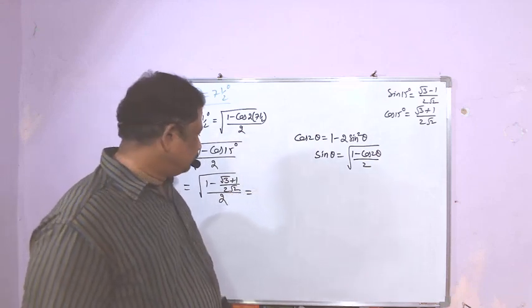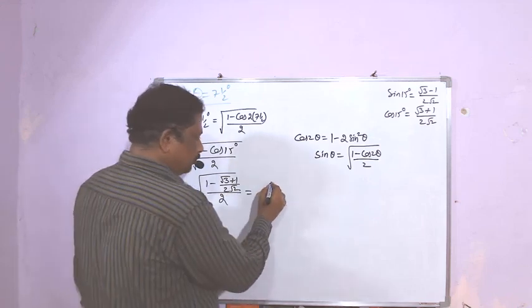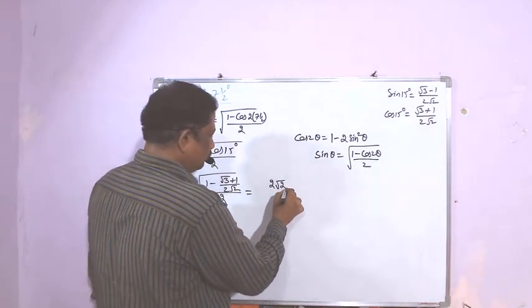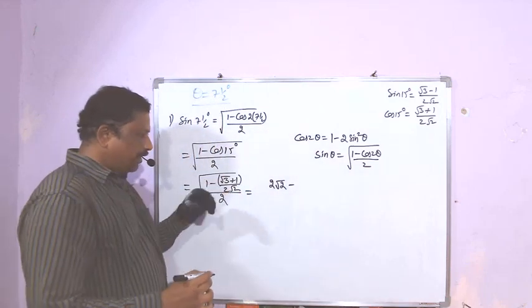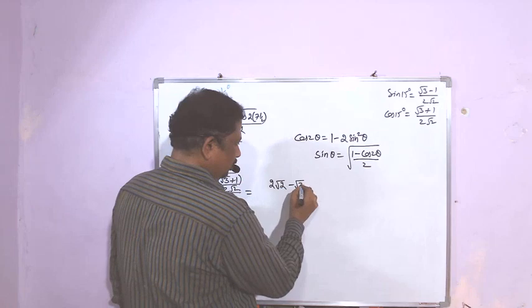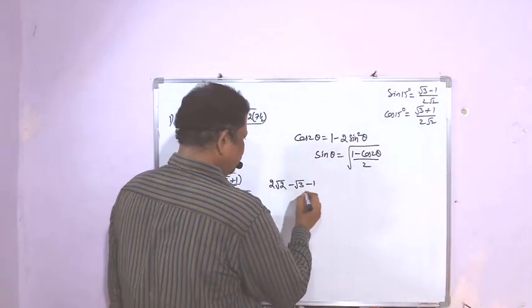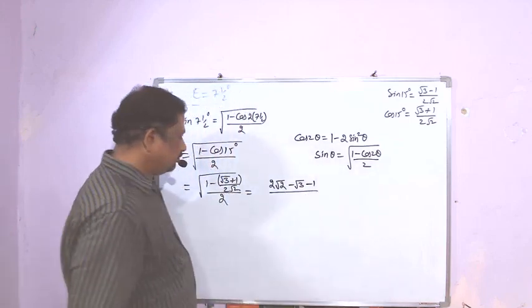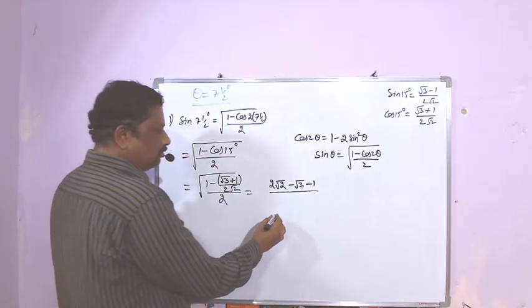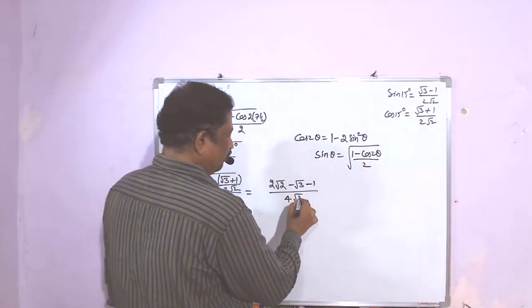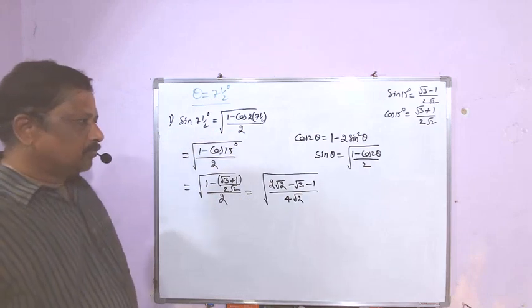That will become, taking the LCM, 2 root 2 into 1, 2 root 2, minus. If you remove the bracket, minus root 3 minus 1, whole divided by, these two also come up. So 2 into 4 root 2, under root.